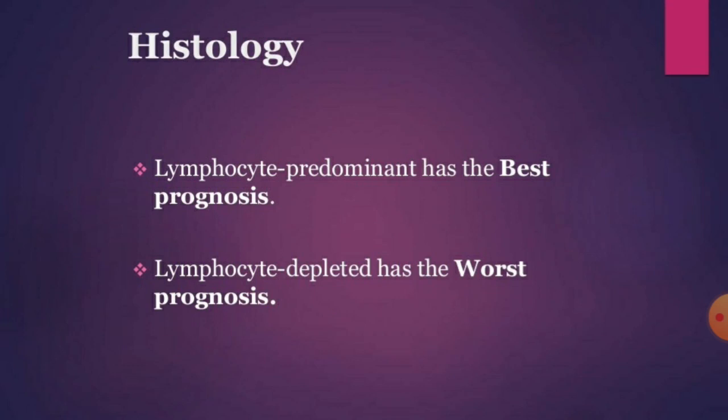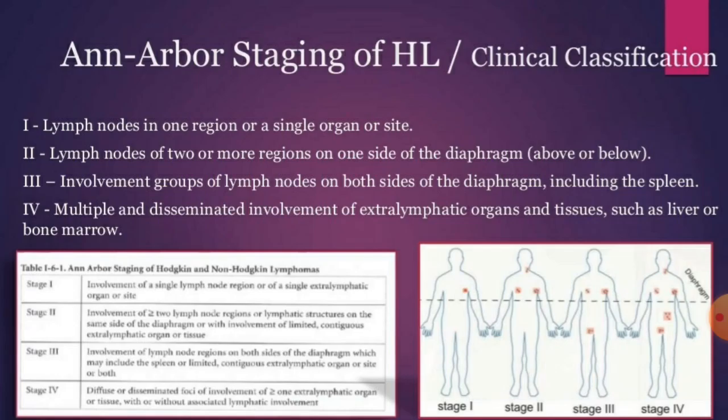Histology: lymphocyte predominant has the best prognosis. Lymphocyte depleted has the worst prognosis. And Ann Arbor staging of Hodgkin lymphoma, clinical classification. First stage: lymph nodes in one region or a single organ or site. Second stage: lymph nodes of two or more regions on one side of the diaphragm, above or below. Third stage: involvement of groups of lymph nodes on both sides of the diaphragm, including the spleen. Fourth stage: multiple and disseminated involvement of extralymphatic organs and tissues such as liver or bone marrow.